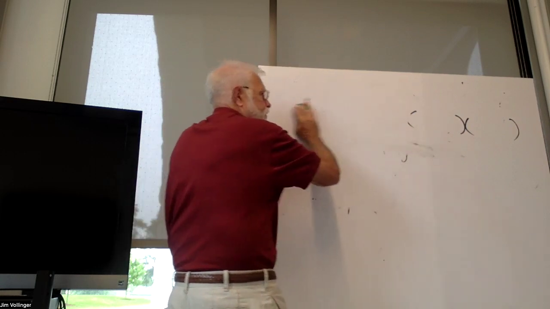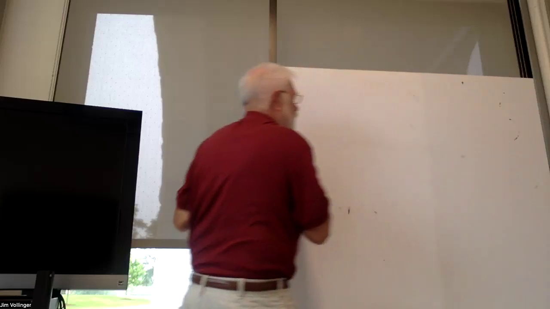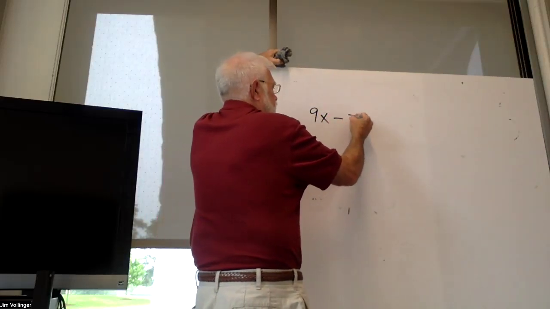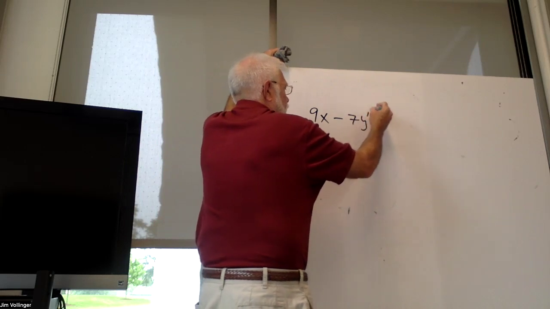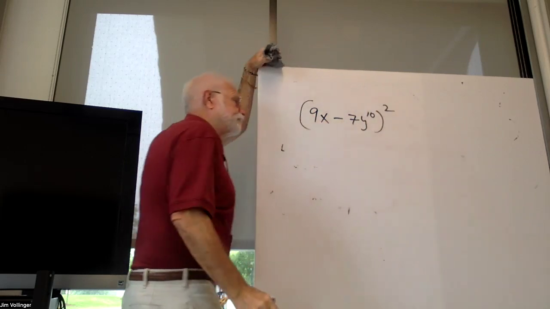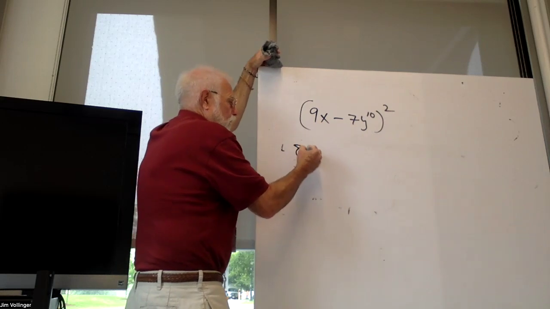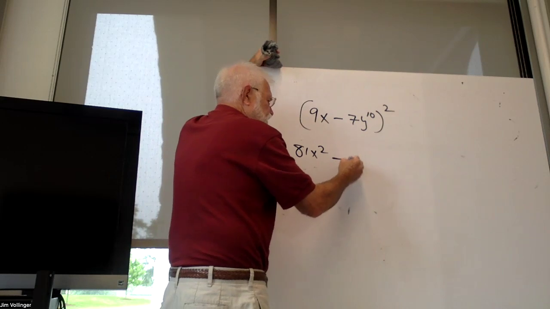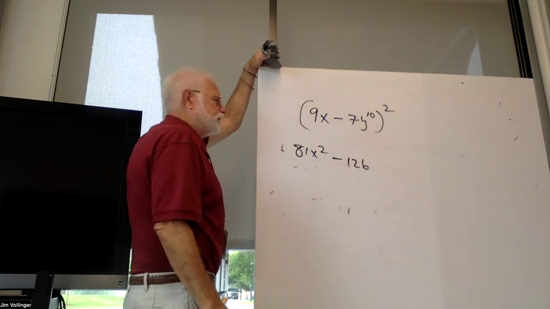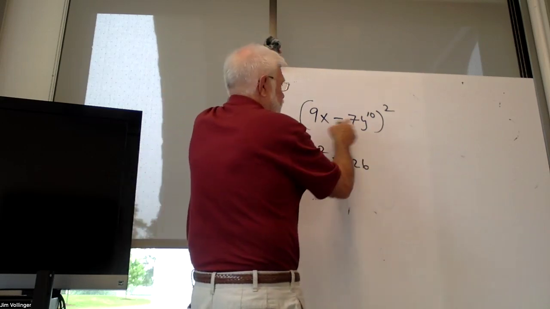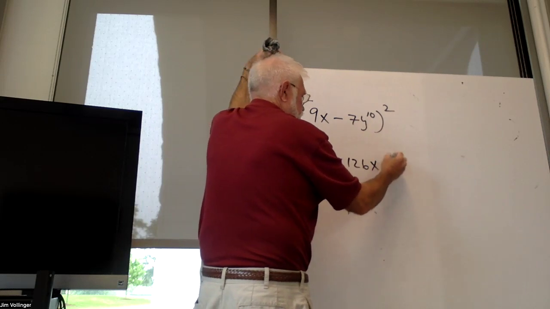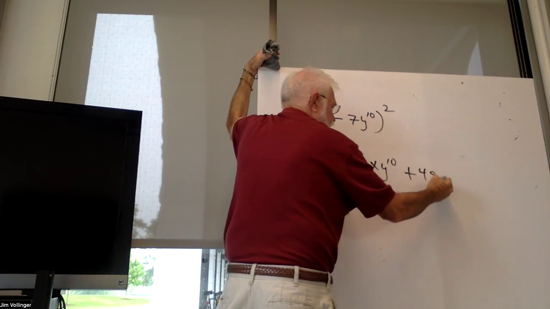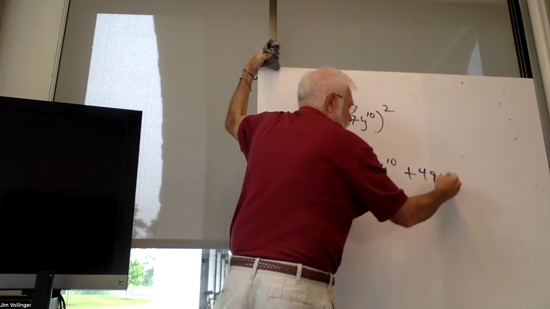One last one. Let's look at, how about (9x - 7y^10) squared. 81x^2 minus 63 doubled is minus 126, I believe. And that's x y^10. Multiplying negative 7 times negative 7 is positive 49 y^20.